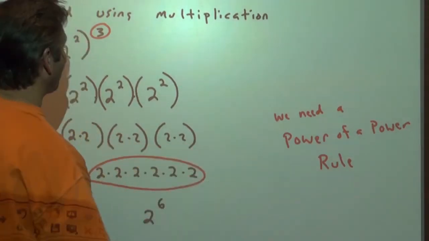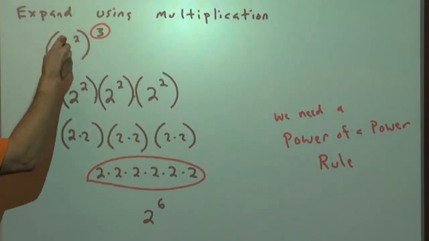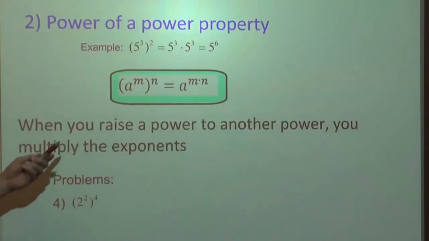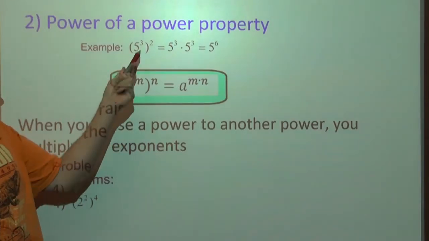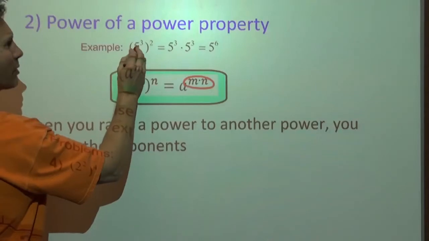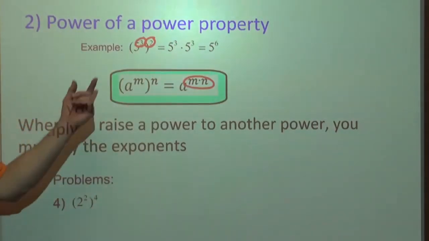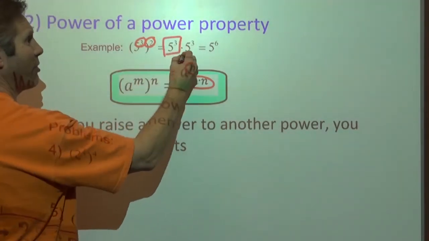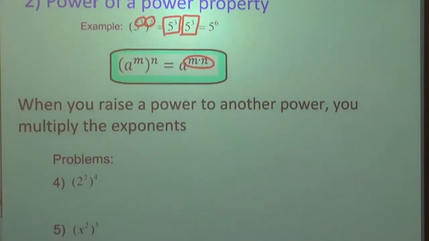We need a power of a power rule. So if we take the power of this power, you multiply exponents together. Here's the rule. If you have some number like 5 raised to the 3rd, and then that whole thing is going to be squared, just multiply the exponents together. Multiply the 3 times the 2 to get the 6, because 5 to the 3rd raised to the 2nd means there's a 5 to the 3rd times a 5 to the 3rd being multiplied. But the rule is to multiply the exponents.